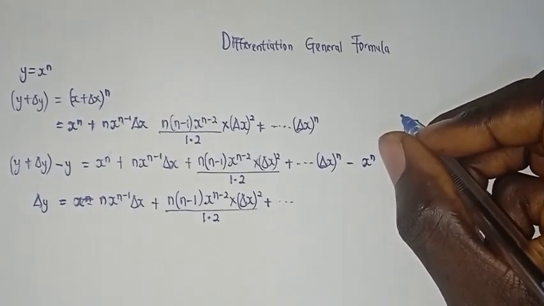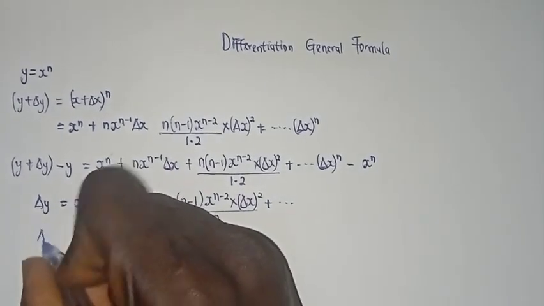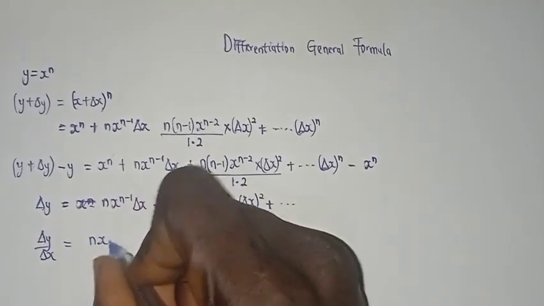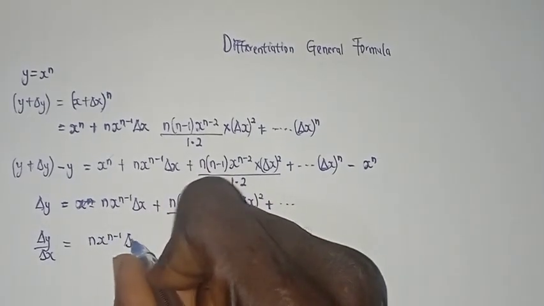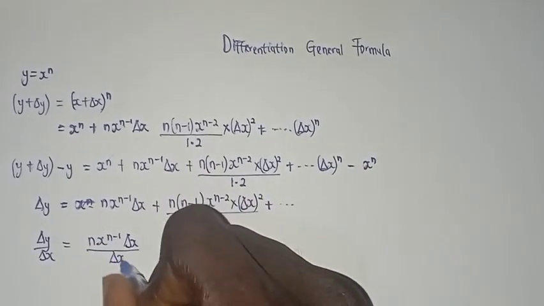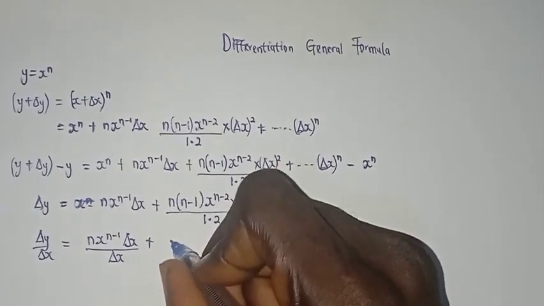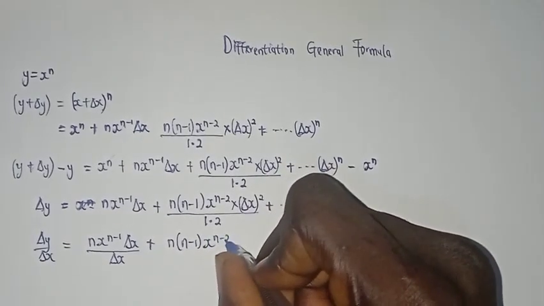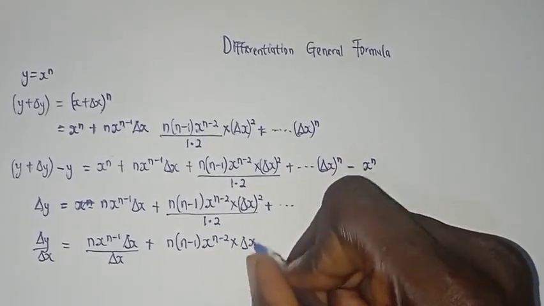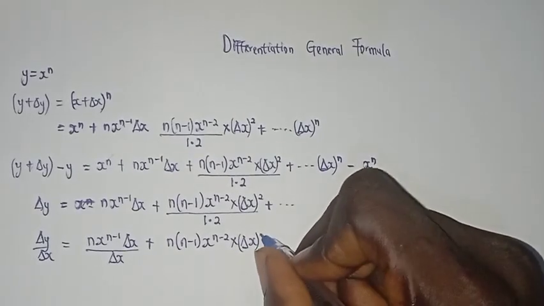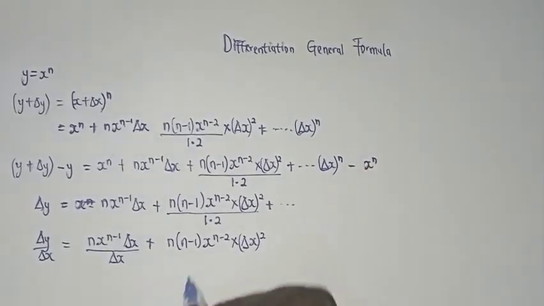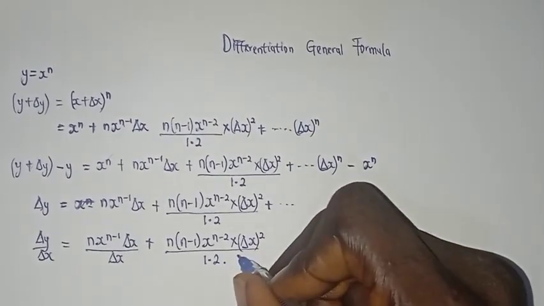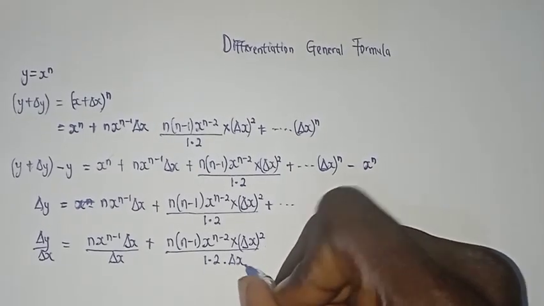So now we divide both sides by delta x, right? This becomes delta y all over delta x equal to n x^(n-1) delta x all over delta x plus n(n-1) x^(n-2) multiplied by delta x all squared, right, all over 1 multiplied by 2 multiplied by delta x, right?